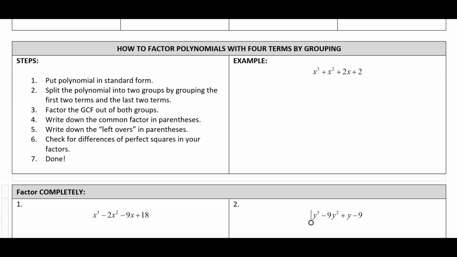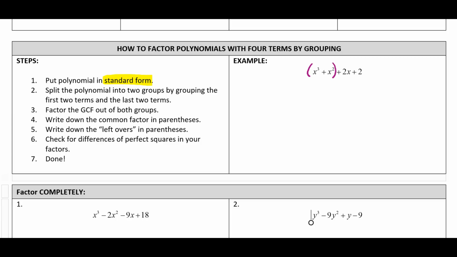So if you look down here, I have all my steps. So the first thing you do when you're trying to factor by grouping is you put the polynomial in standard form. This has been true for all of our factoring problems, so this should be old news. Now, the second step is to split the polynomial into 2 groups. So what this means is we're going to group the first 2 terms together, so x cubed plus x squared. This is in standard form.